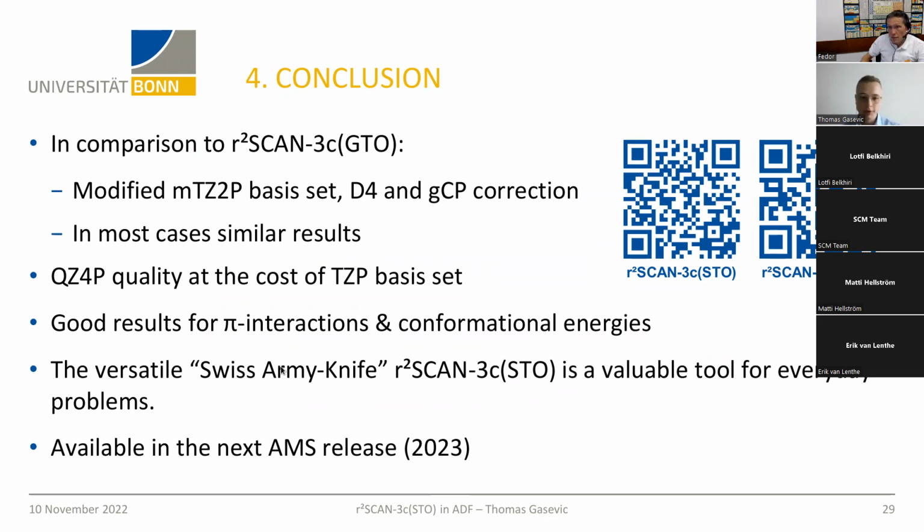You could say that the versatile Swiss Army knife r2SCAN-3c is available too for everyday problems. So I can highly suggest to use it if you just need a fast estimation for any energy. And it should be available in the next AMS release, so in 2023. If you're interested, you could also read the papers. So I put the QR codes over here.